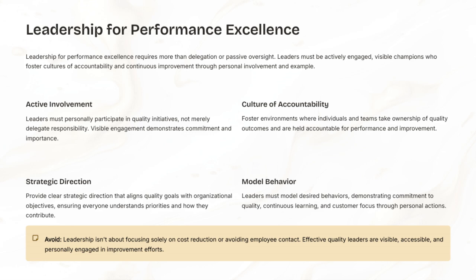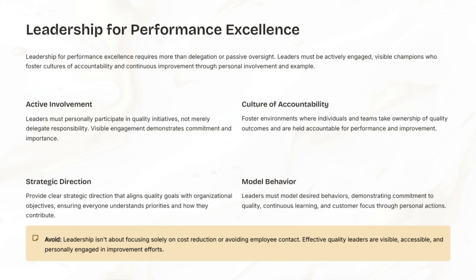Modeling the right behaviors is critical. Leaders must demonstrate their dedication to quality, continuous learning, and customer focus through what they do every day. This isn't about just talking the talk, it's about walking the walk. Providing clear strategic direction is also essential. Leaders need to align quality goals with the overall organizational objectives. When everyone understands what the priorities are and how their work contributes, it creates a shared sense of purpose and focus.